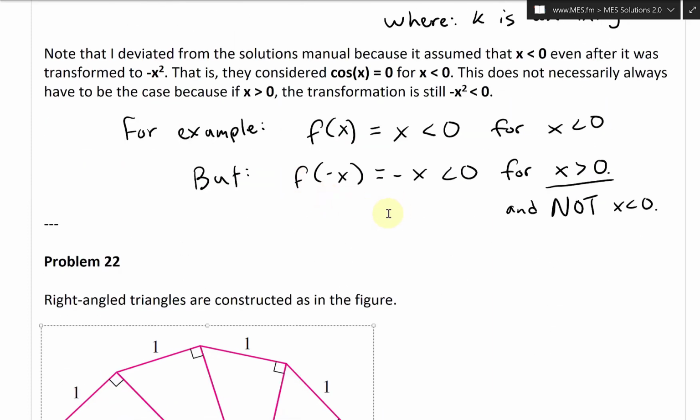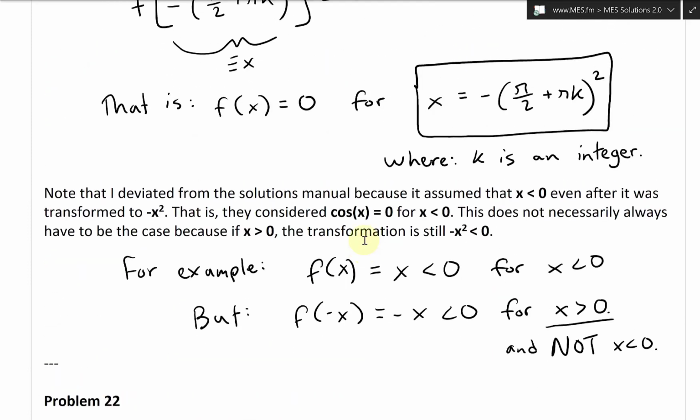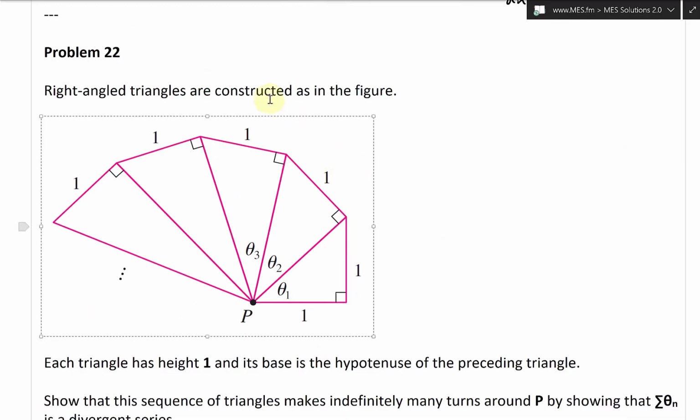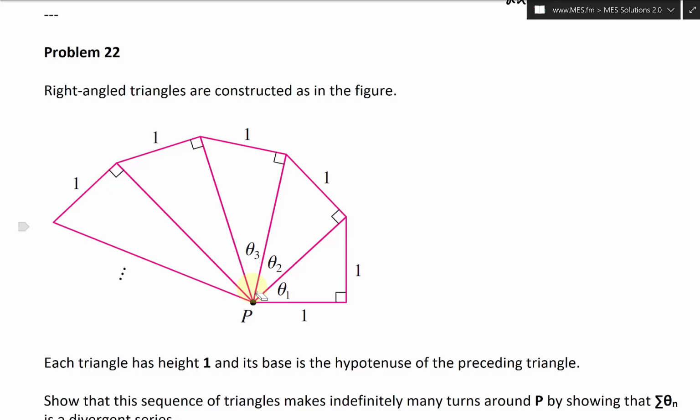Alright, so now that we've covered this, and we're done with this problem, let's jump right ahead to problem 22. This one states right-angled triangles are constructed as in the figure. So you have point P there, and now you have a right-angled triangle. In this case, the length is 1, and the opposite side is 1. There's a right angle, and then it extends outward, so this doesn't have to be 1.